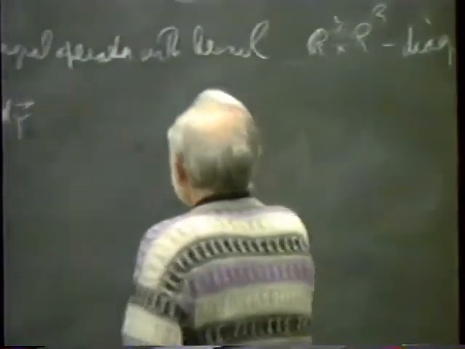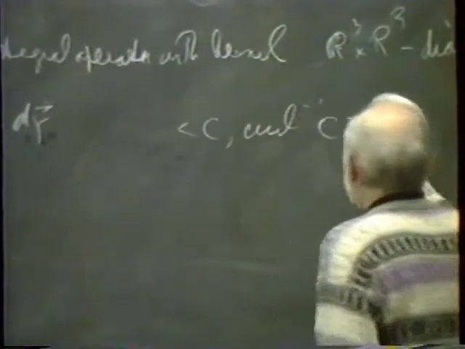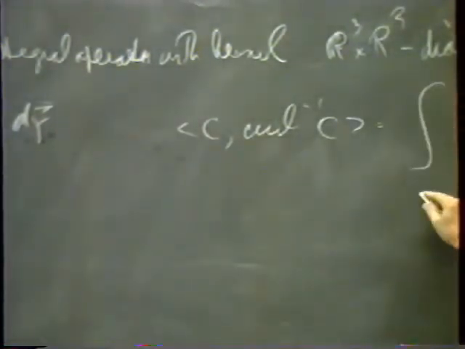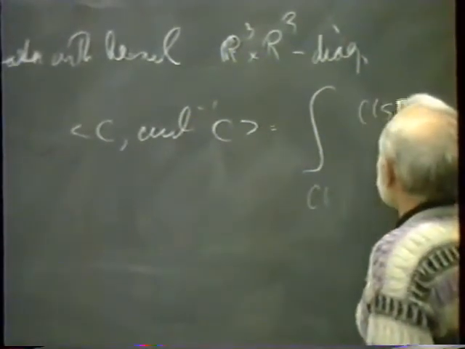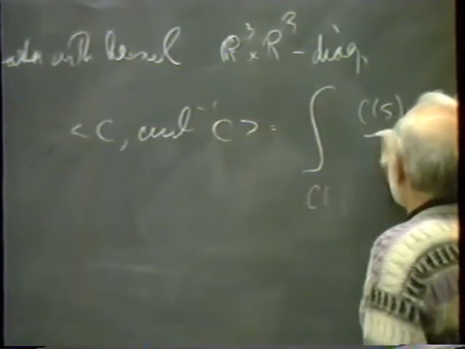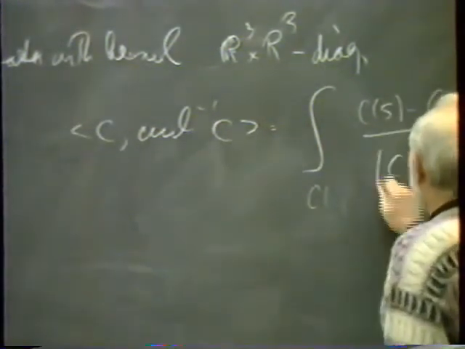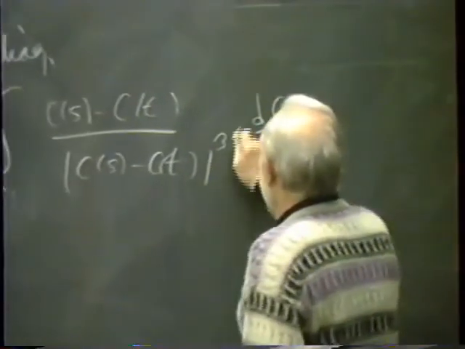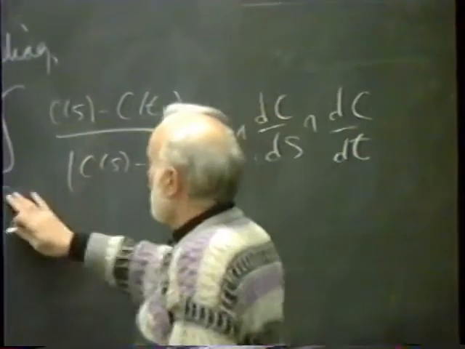And what happens here is that C curl inverse C is equal to the integral over C of, say, C of S minus C of T over the norm of C of S minus C of T cubed, dC ds wedge dC dt. This integral over S and T.